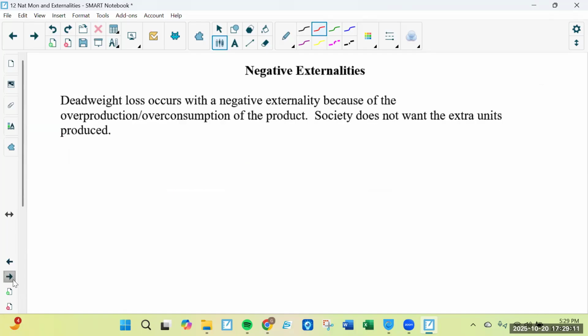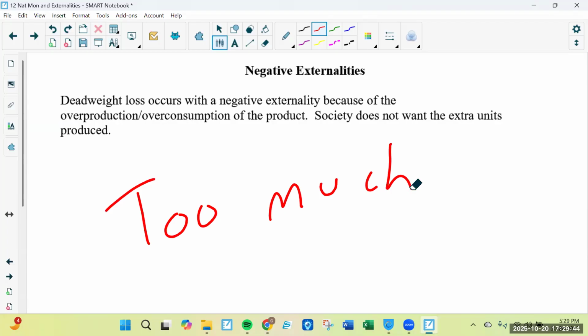All right. So bottom line is a negative externality: you're going to have our good old friend deadweight loss back. Deadweight loss occurs because we're either overproducing, a production externality, or over consuming. The bottom line is there's too much being produced or consumed of this product. Society does not want as much as they're producing. So that would be a negative externality. Bottom line, when you hear the word negative externality, there is too much of this product. We want less of it.